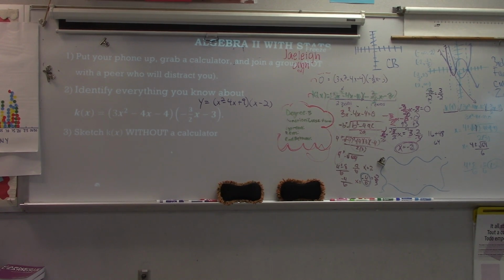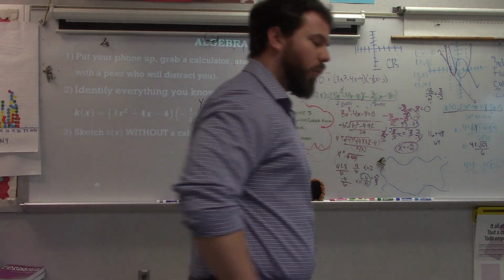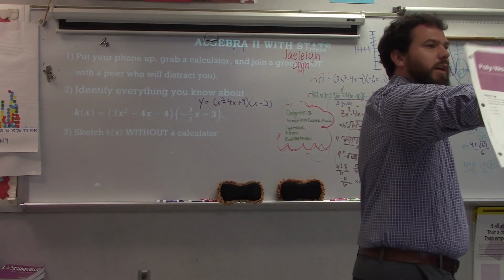So, hey guys, I need you to have the analyzing polynomials proficiency scale out, and the pages from the textbook. I think it was pages 225 to 248. It was the one titled Polywall.